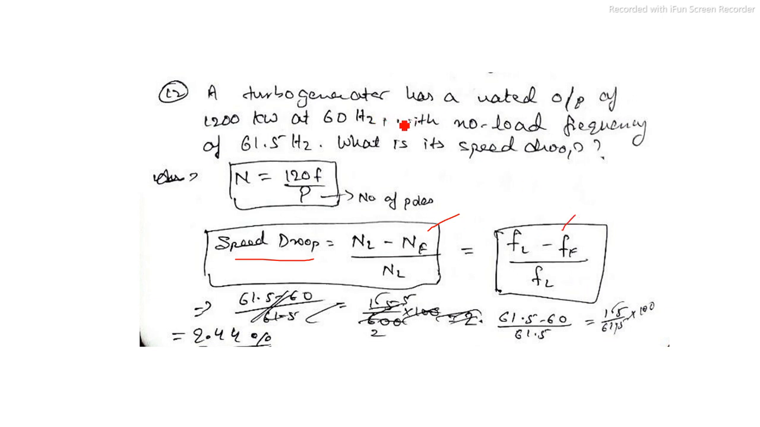So here we see we are given the frequency. We can directly use the formula: frequency at no load, which is given as 61.5 Hz, and frequency at full load, which is given as 60 Hz. So 61.5 minus 60 by 61.5. So it will come to 0.0244, and if it is asking for the percentage, multiply it by 100 and it will come to 2.44%.